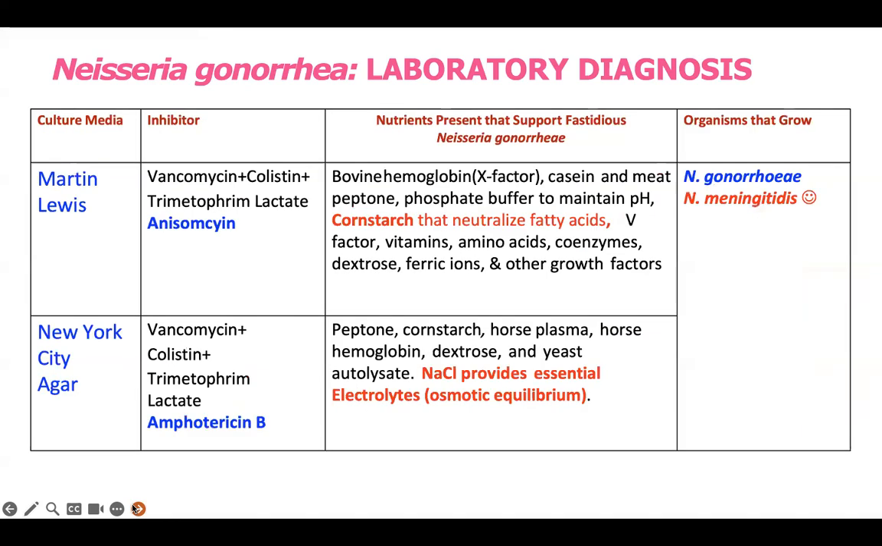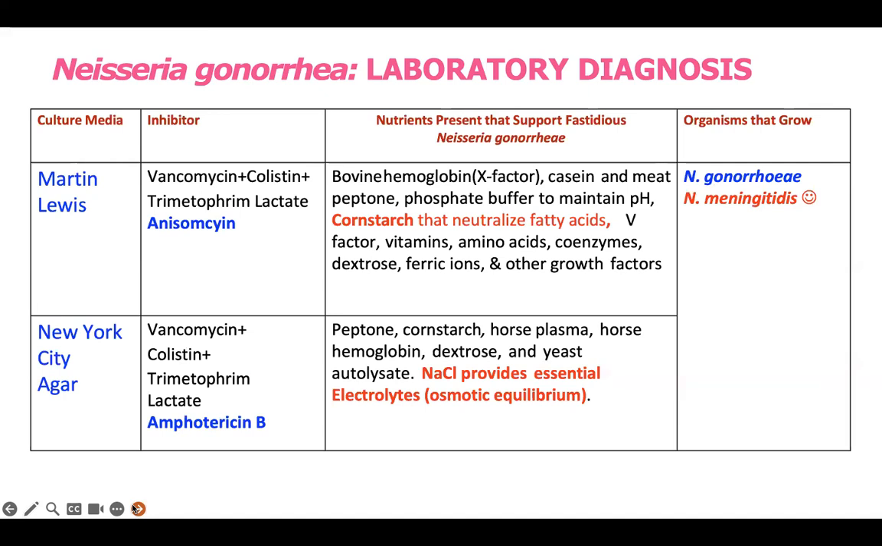Okay. Then may Martin Lewis. Okay, so ang Martin Lewis agar, similar din sa unang dalawa. Okay, meron siyang vancomycin, may colistin, may trimethoprim lactate, meron din siyang antifungal. Pero instead ng nystatin, ang antifungal ng Martin Lewis ay anisomycin. Okay, sorry po, wrong spelling pala, mycin. Dapat M-Y-C-I-N. Okay, pakicheck na lang dyan sa inyong mga notes.